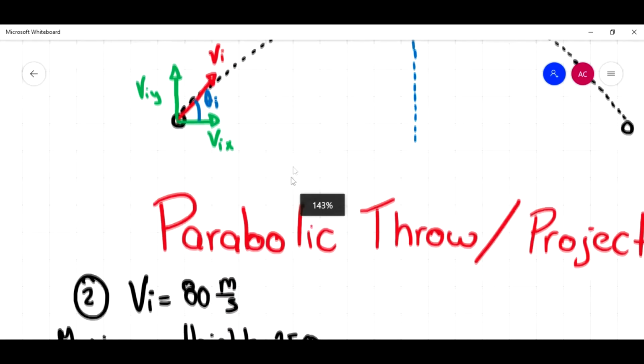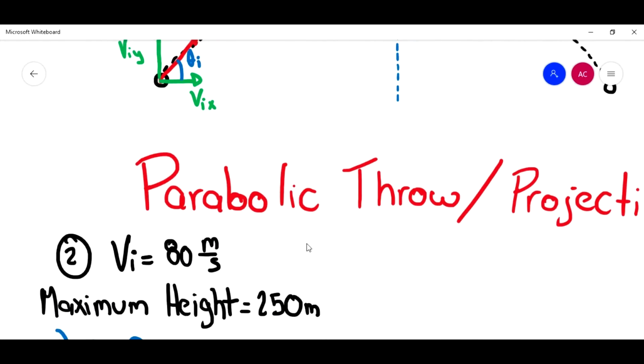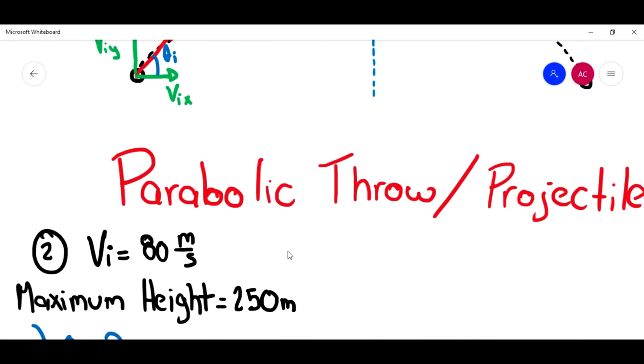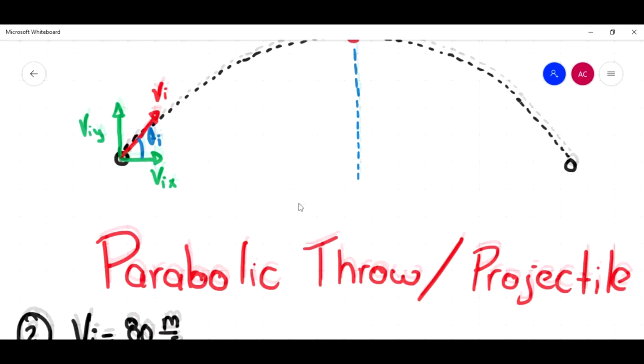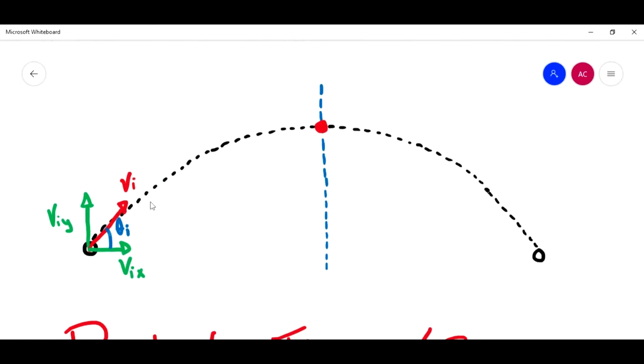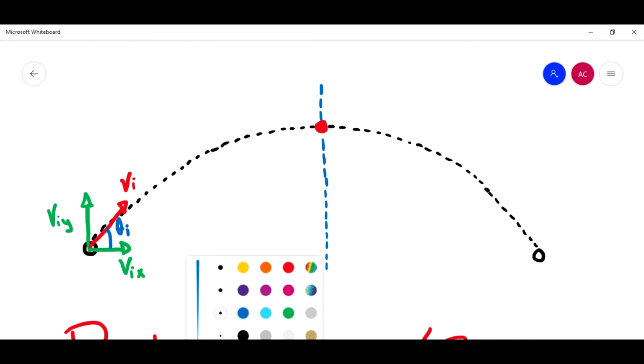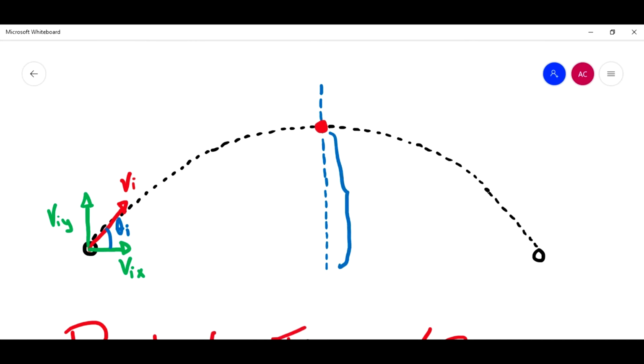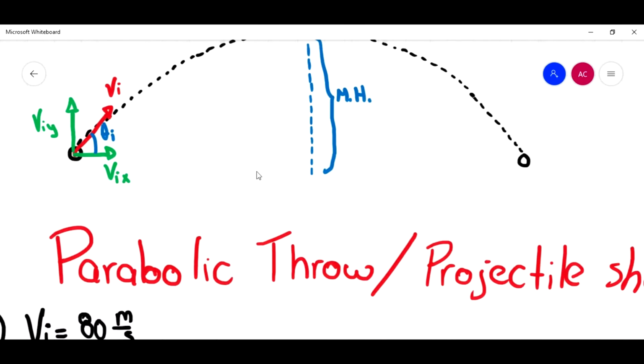Okay, and for example, imagine that you throw something. It could be a stone or anything, a ball, something like that, and the maximum height that the object reaches is 250 meters. So this point over here is the maximum height. Okay, maximum height. Or if you want to say that at this point the object reaches the maximum height.